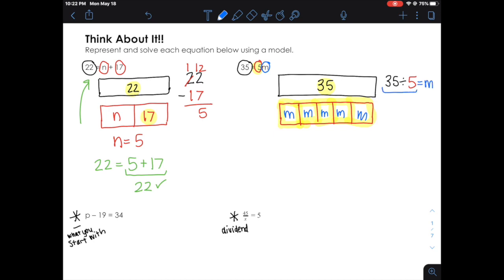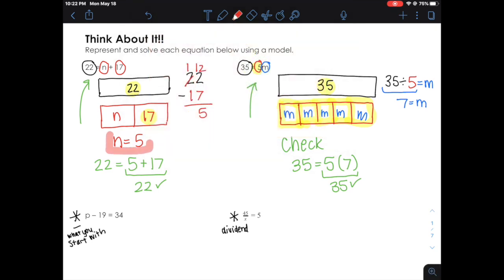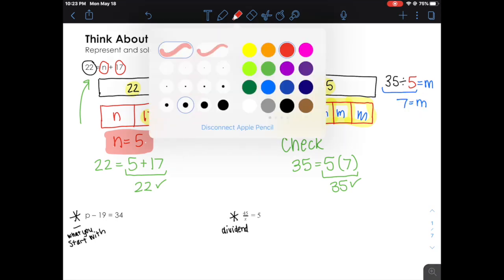Okay, so if I solve 35 divided by 5, I get 7. So 7 equals m, and I can check my work by substituting 7 into my original equation. So we have 35 equals 5 times m, which we said is 7. If I simplify this side, I get 35. That's equal, so we're good to go. So let's see, I should probably box these final answers. Let me put them in red here. That's my answer. This is my answer. Or maybe I'll do it in the color it is.